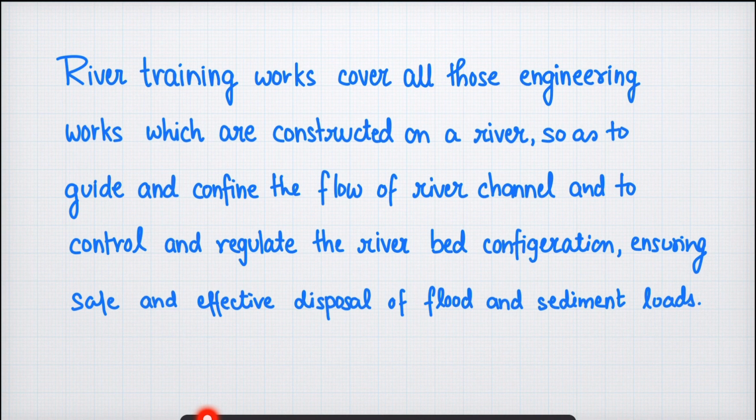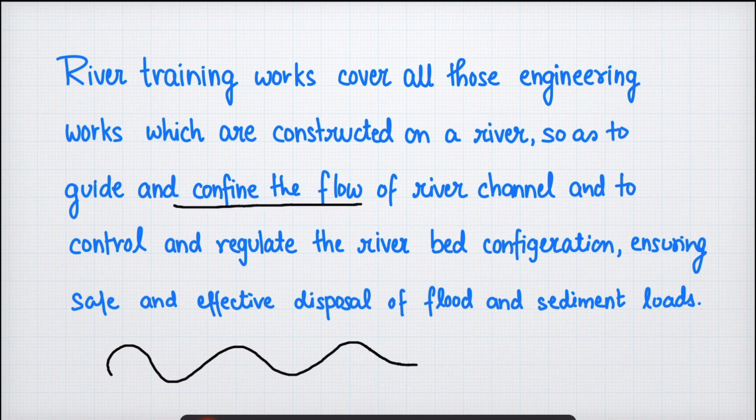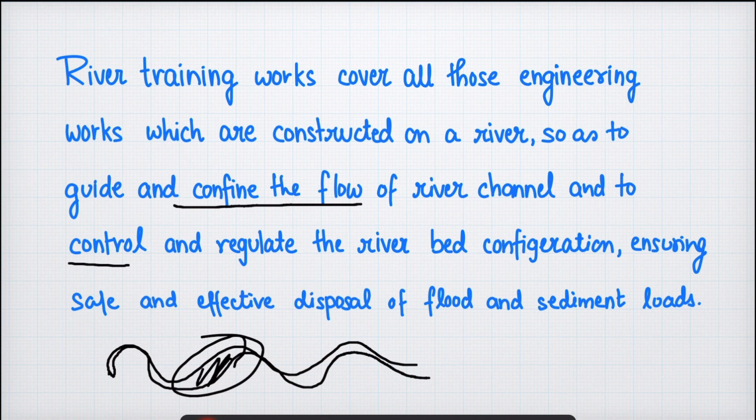So, whatever engineering structures we construct over the river, the purpose of the engineering structure is to guide the flow of the river. That is, the river should flow in a certain path, confining the flow of the river. If this is the path in which the river is flowing with a certain volume, we confine the flow to this area only, and with this try to have the flow at that maximum volume only. We want to control and regulate the riverbed configuration, and we have discussed the silting and scouring phenomena in the previous lecture, right?